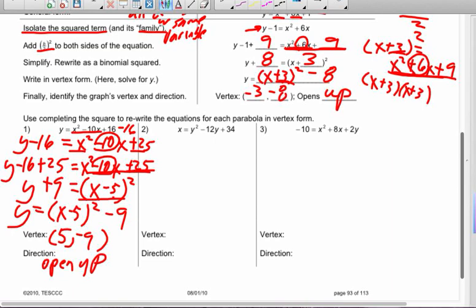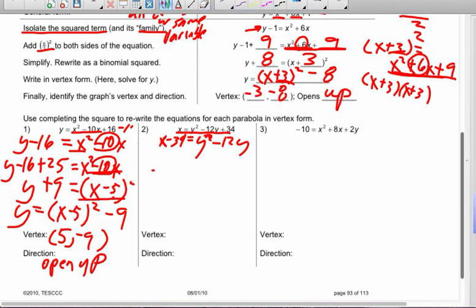Let's go in and take a look at this guy here. All right, now in this case, my square term is the y. So I'm going to end up with x minus 34 is going to equal y squared minus 12y. So that gets in my square term and its family over there. So now we need to complete our square.